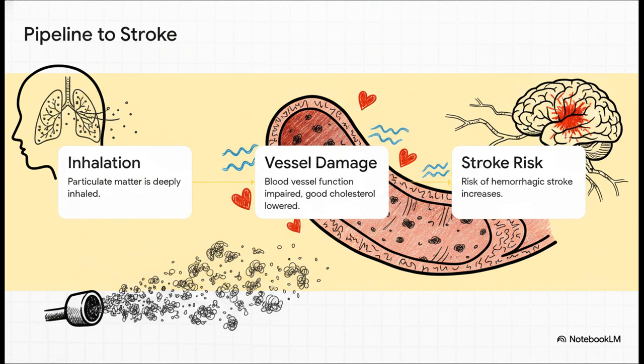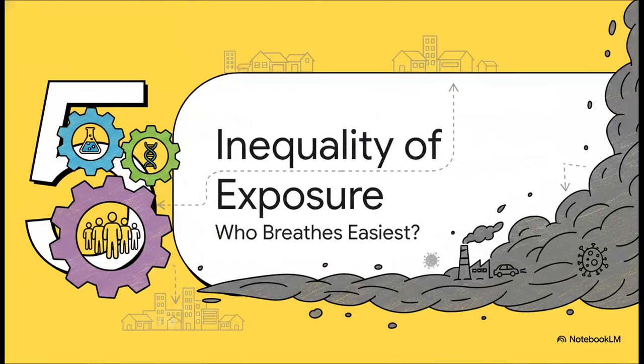Okay, step 1. That fine particulate matter is deeply inhaled, completely bypassing our natural defenses. Step 2. Those tiny particles cross right over into the bloodstream where they actively impair blood vessel function and actually lower your good HDL cholesterol. And finally, step 3, because the blood vessels are now damaged, weakened, and functioning poorly, the risk of a severe hemorrhagic stroke goes way up. It's a direct, undeniable biological chain reaction from a tailpipe on your street right up to the blood vessels in your brain.